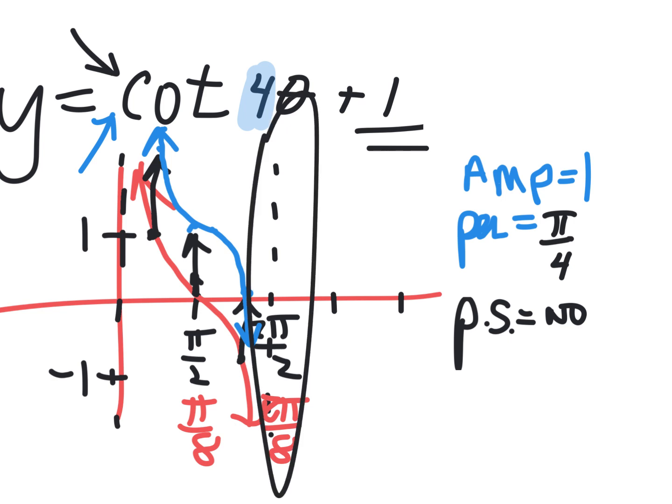But the range would be an easy one. If you look at this graph, what's the lowest it can go to? Infinity, but low infinity, so negative infinity to infinity. That would have been the range of this one.